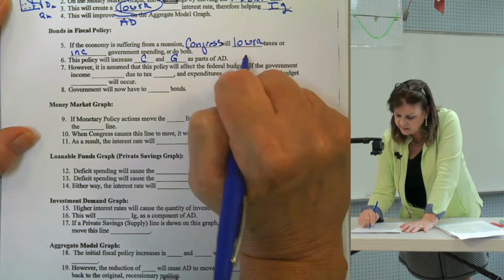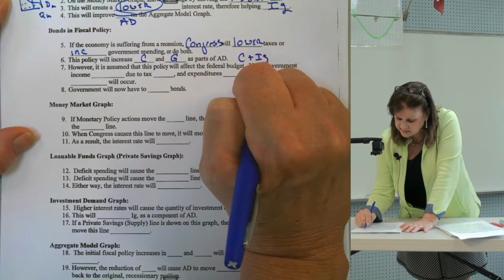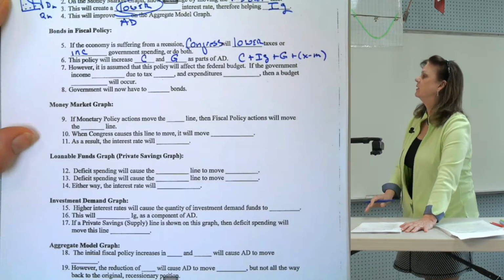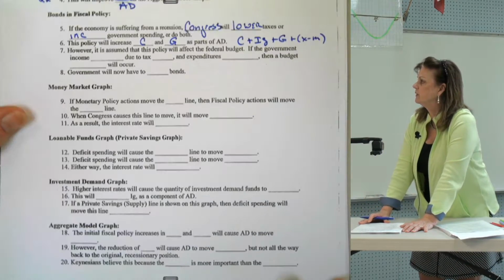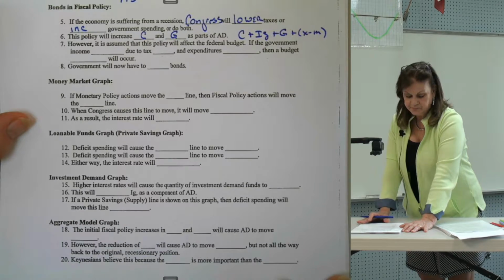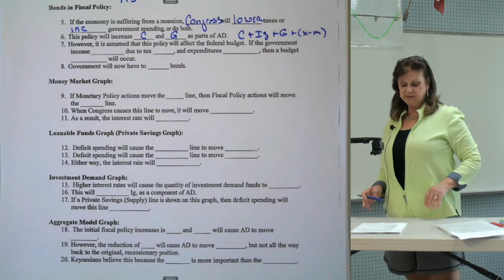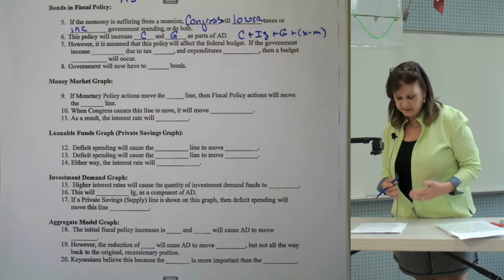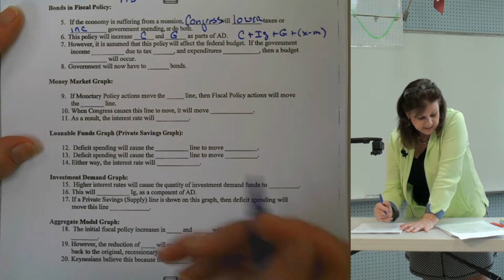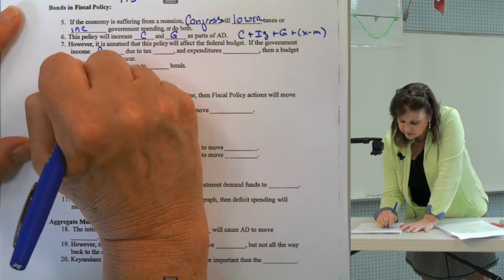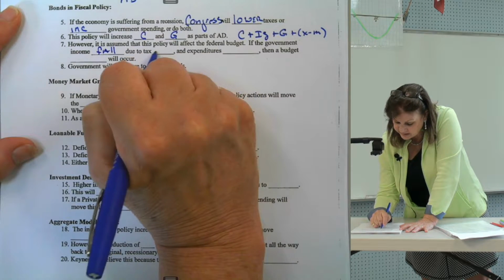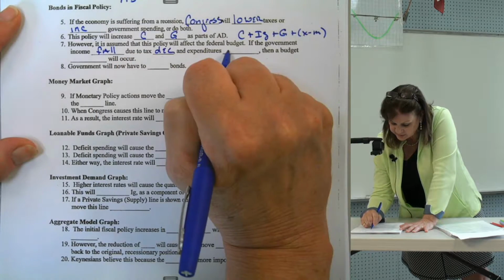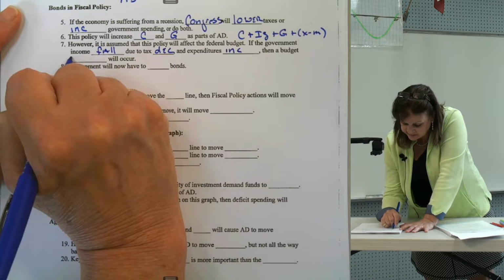And again, go back to your expenditure model of GDP. However, it's assumed this policy will affect the federal budget. Of course it will. If government's spending more than they're taking in, they're going to create a deficit. So their income is going to fall due to the tax decrease and the expenditure increase, and then they have a deficit.